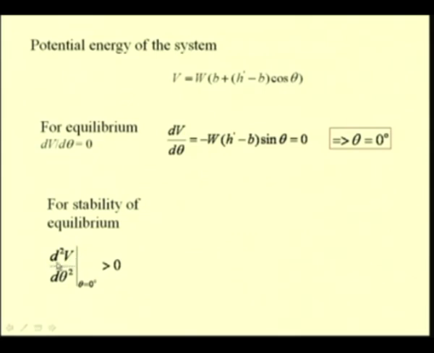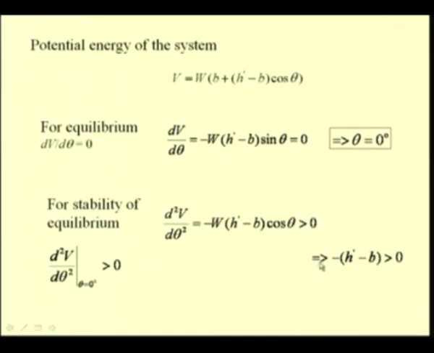Now, let us see the stability of equilibrium, which can be analyzed by seeing the sign of this quantity, that is d square V by d theta square. So, at theta equal to 0, that is this equilibrium position, we have to see if the sign of this is greater than 0 for the equilibrium to be a stable equilibrium, or if we want to derive the condition, we have to put the condition that the second derivative has to be a positive quantity. So, the second derivative is the differentiation of this again, which is minus W times H prime minus B times cos theta, and this has to be greater than 0.